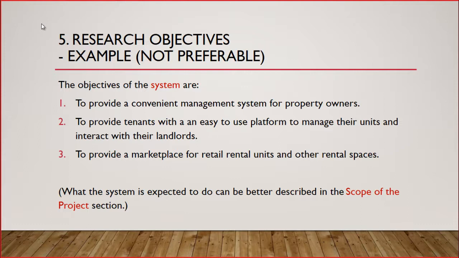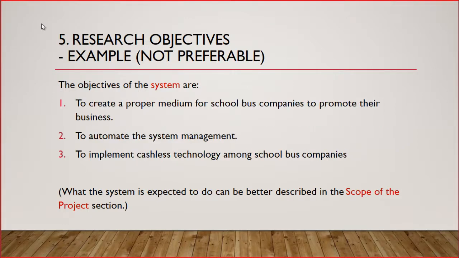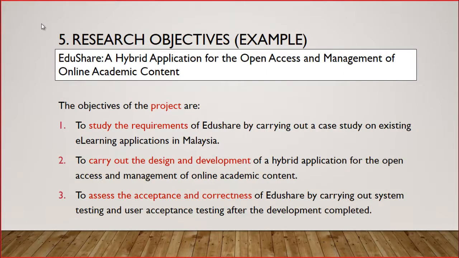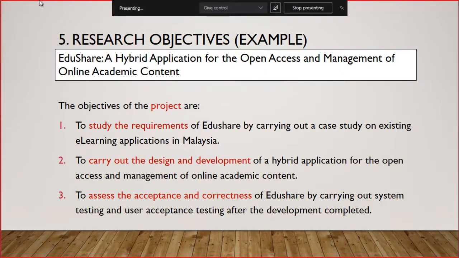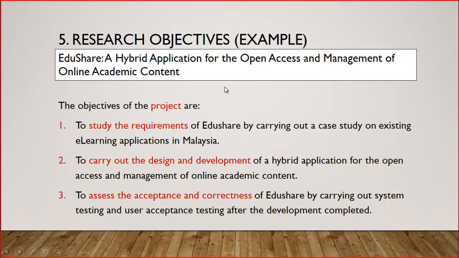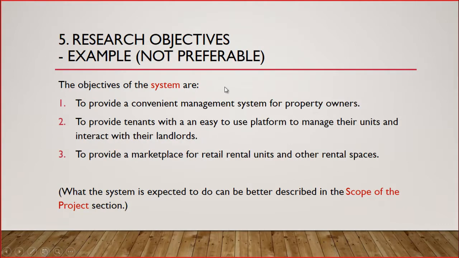Okay, so in the context of a final year project, I would encourage you, do not write the objective of the system, meaning what the system can do, but more of what the project does. Okay, what the project does. Okay, any question on the objectives?